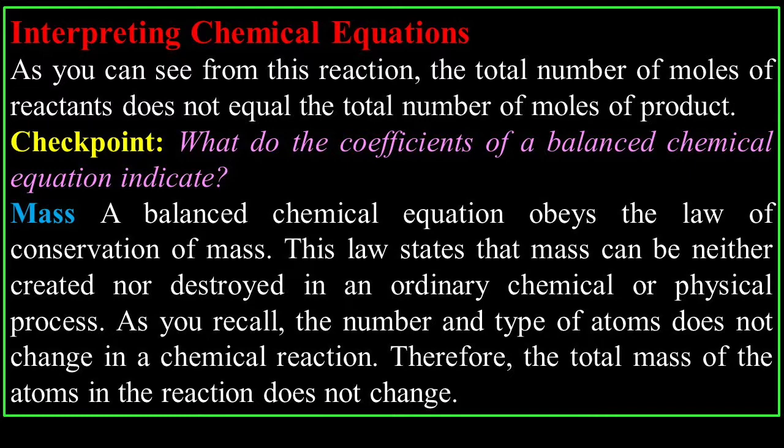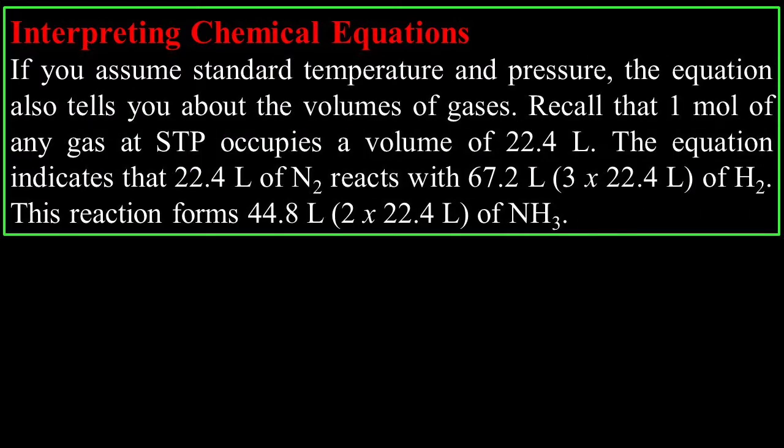Mass. A balanced chemical equation obeys the law of conservation of mass. This law states that mass can neither be created nor destroyed in an ordinary chemical or physical process. As you recall, the number and types of atoms do not change in a chemical reaction. Therefore, the total mass of the atoms in the reaction does not change. Law of conservation of mass.